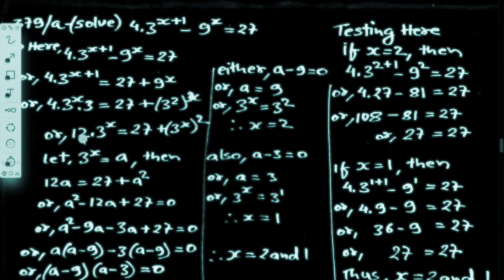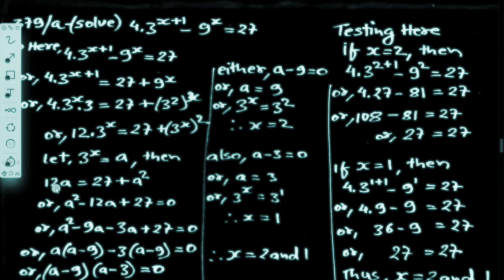Then our equation becomes 12a. 12 into 3 power x means 12 into a, equal to 27 plus 3 power x squared, which means a squared. This is our expression. Now this equation should be factorized to get the value of a. Now here comes a squared.